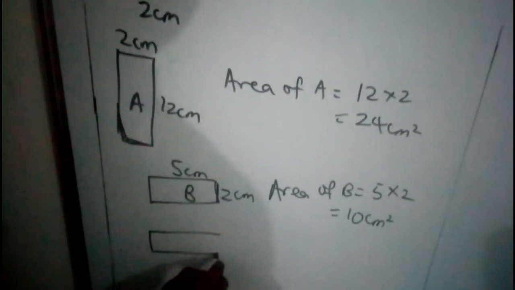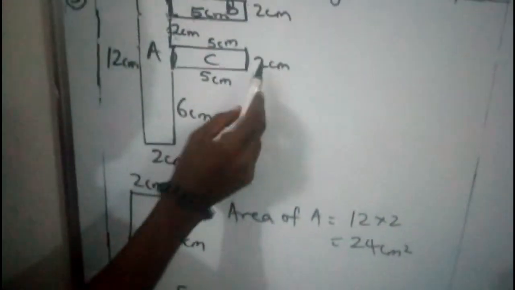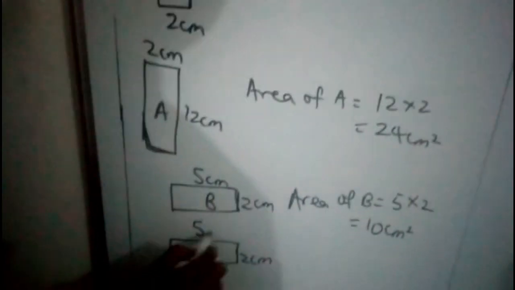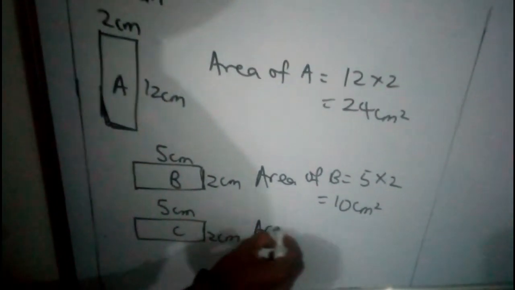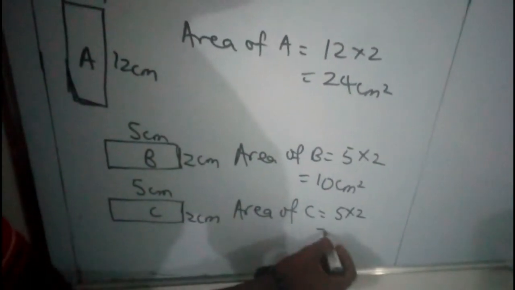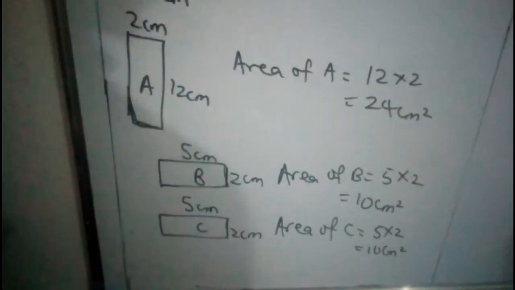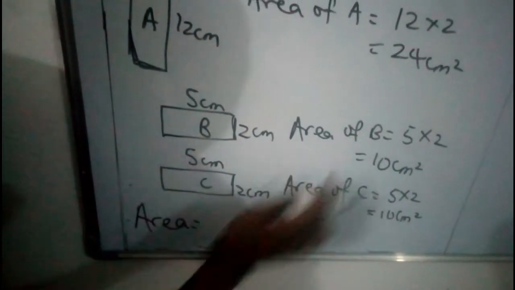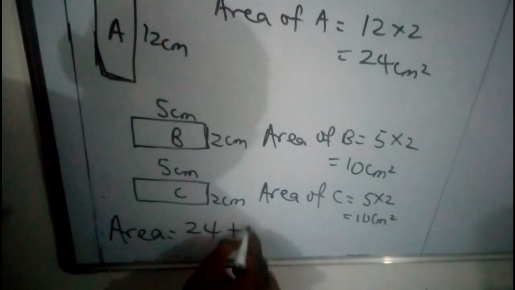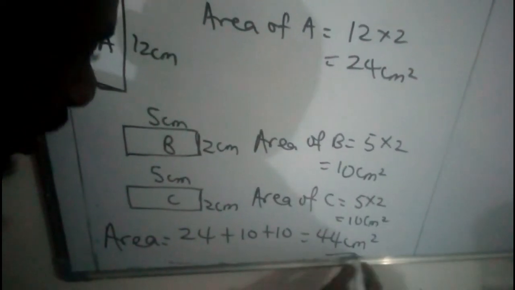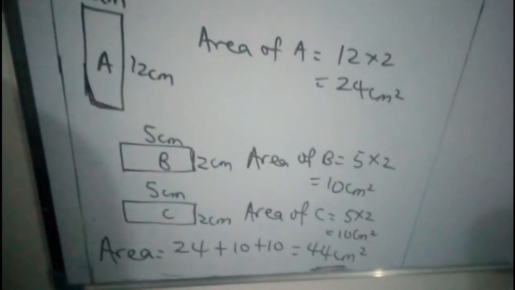Now B and C are the same. So you bring out your C again. For C, this side is 2. So it will be 2 centimeters. And for C, this side is what? Just 5 centimeters. So what do you have? Area of C equals to area of a rectangle, 5 times 2, and that gives you what? 10 centimeters squared. So I found the area of the 3 regular shapes. All I need to do is add them together now to get the area of the irregular shape. So what do I say? Area becomes what? 24 plus 10 plus 10. That gives us what? 44 centimeters squared. That's the area of the irregular shape.